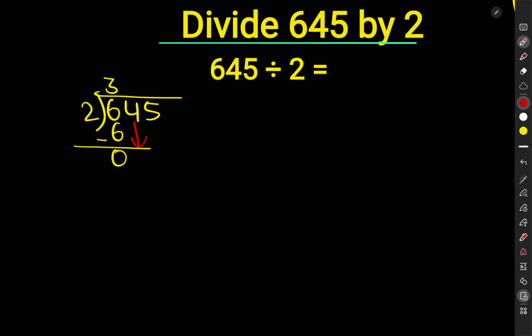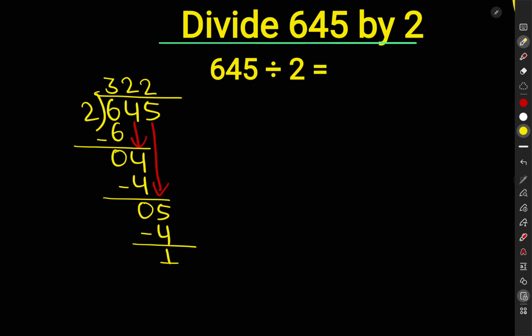So now we put down this 4 and 2 times 2 is 4. On subtracting we get 0. So again we put down this 5 and 2 times 2 is 4. On subtracting we get 1.